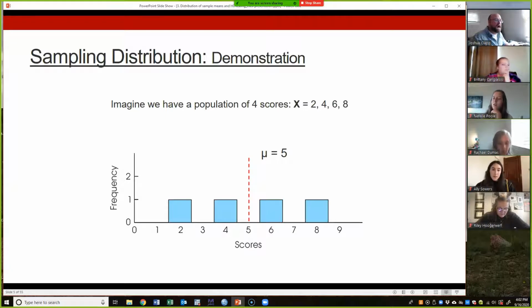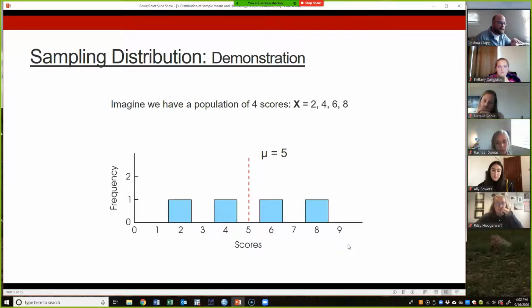Let's say we've got a population of 4 scores: 2, 4, 6, and 8. This is my population. These are the only 4 scores in the universe that represent this group. There's only 4 of them. If I plot this out in a histogram, I've got 2, 4, 6, 8, and a mean value of 5.